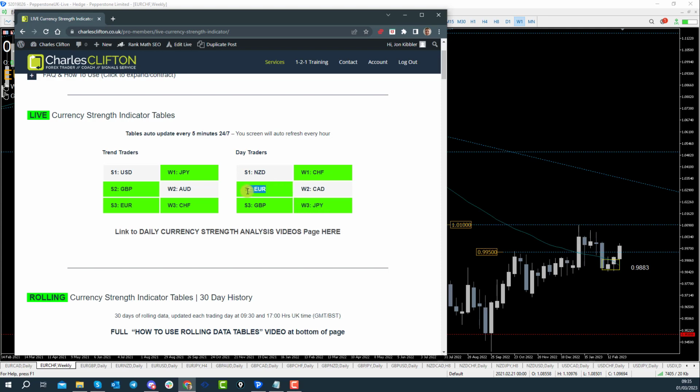In this video, we're going to be focusing on Euro Swiss. It is featured on both tables. There's a confluence suggesting that we should be looking for long opportunities here. I'm also going to take a look at Kiwi CAD. It's an old favourite of ours, and we can see that Kiwi is the strongest on our day traders, meaning that there is some momentum with the Kiwi at the moment.